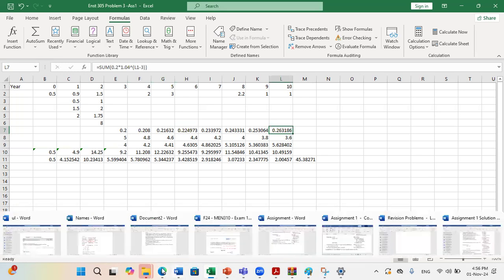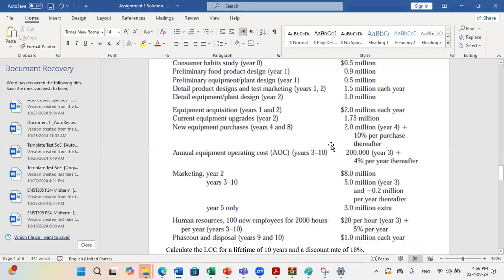Okay. Now, another information to implement in your Excel sheet, you have also that from year 3 to 10 for marketing, you should consider $5 million for year 3, and each year you will reduce 0.2 million per year thereafter. Okay, so here, what is new here, it's not a percentage. You don't have a percentage to add or to reduce. You have a constant amount to reduce. Okay, so it's also simple. You can write the corresponding formula.